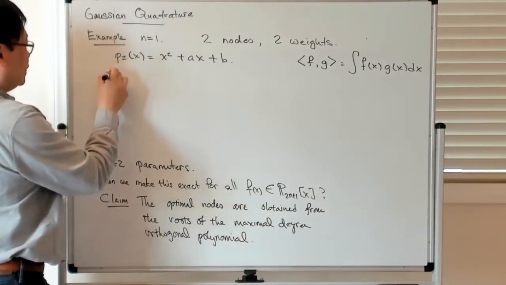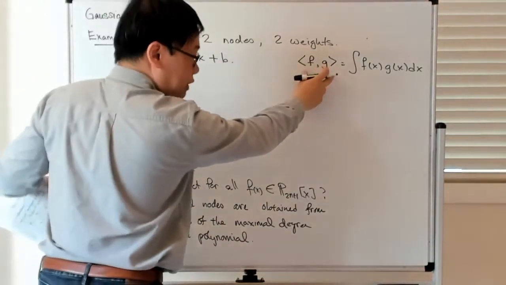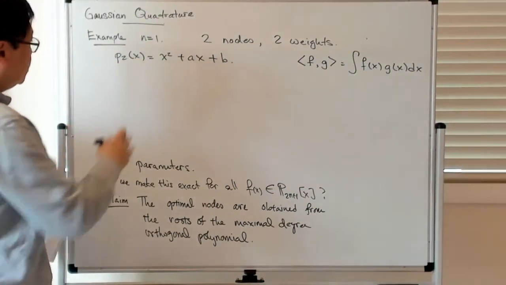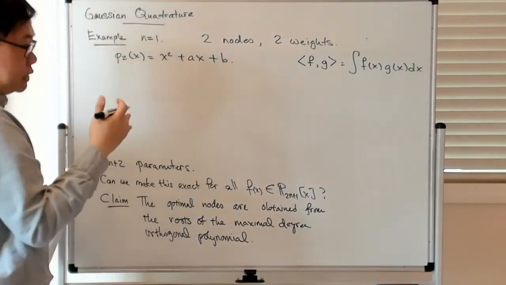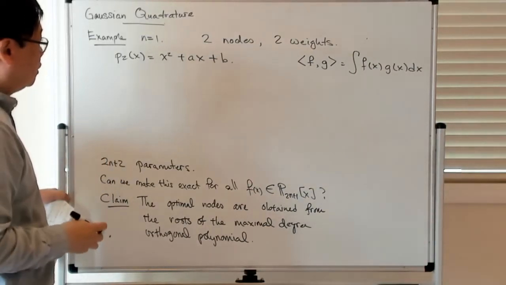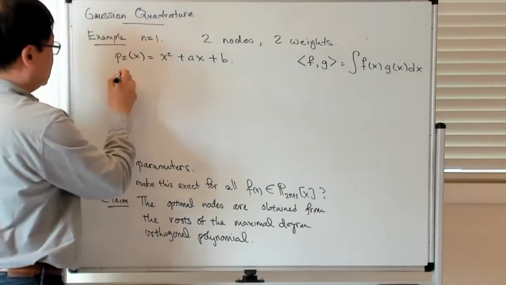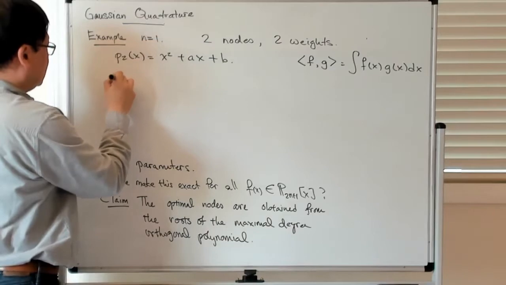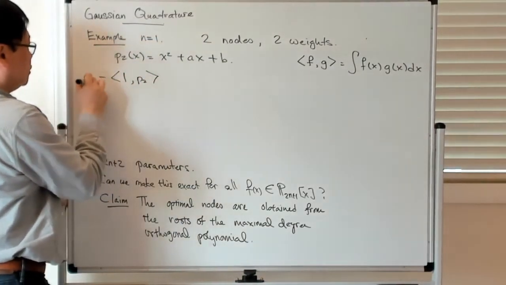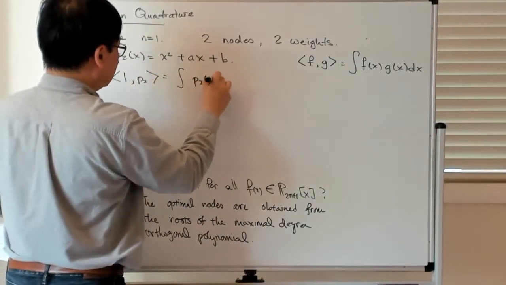You want p2 of x to be orthogonal, with respect to this kind of inner product, to lower degree polynomials. So this is a polynomial of degree 2. You want it to be orthogonal to polynomials of degree 0 and degree 1, right? So you want the inner product between 1 and p2 to be 0. This is the integral of just p2 of x dx.